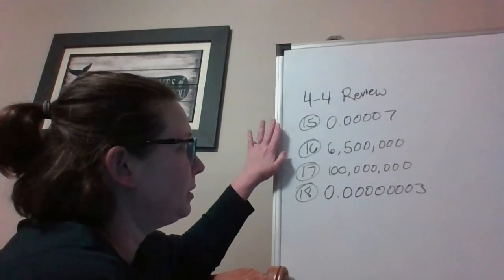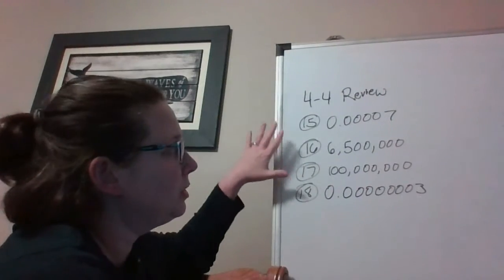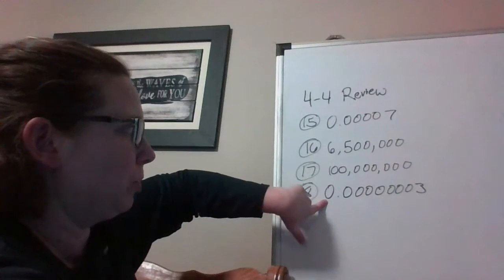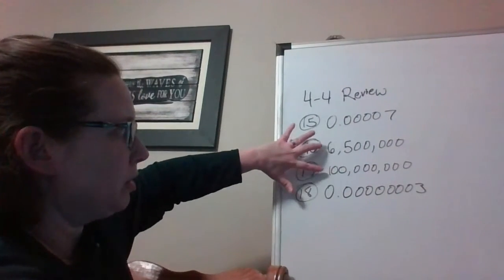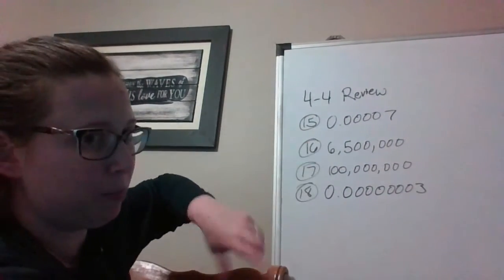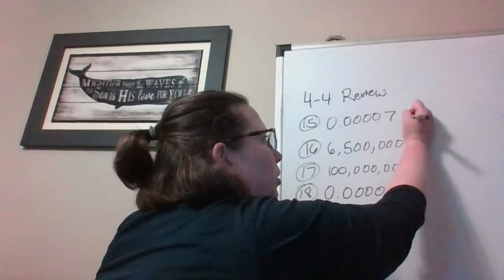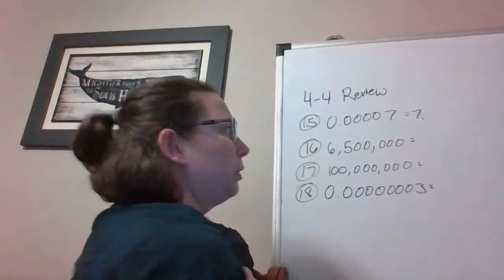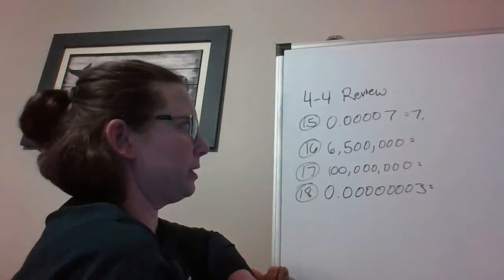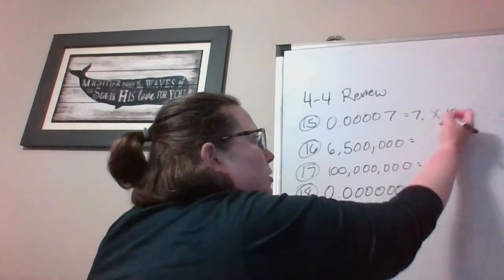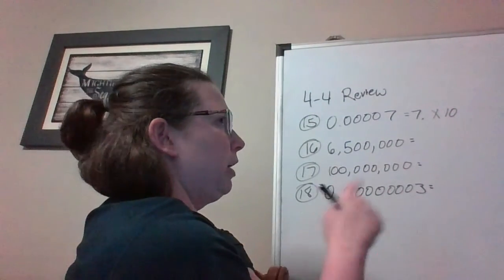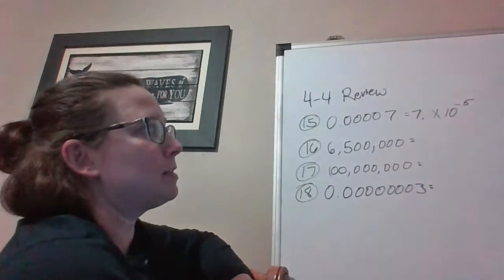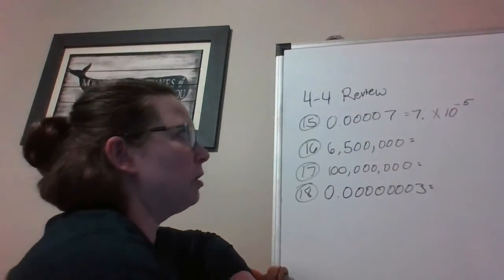Second section here, we are taking some standard form numbers and we are putting those into scientific notation. The numbers that start as decimals are going to have a negative exponent. The numbers that start as whole numbers are going to have a positive exponent. So remember, please, that you always will have one and only one non-zero number before your decimal. And then your exponent is going to tell you how many places to the right or to the left you moved that decimal. So this one would be 7 times 10 to the negative 5th power.